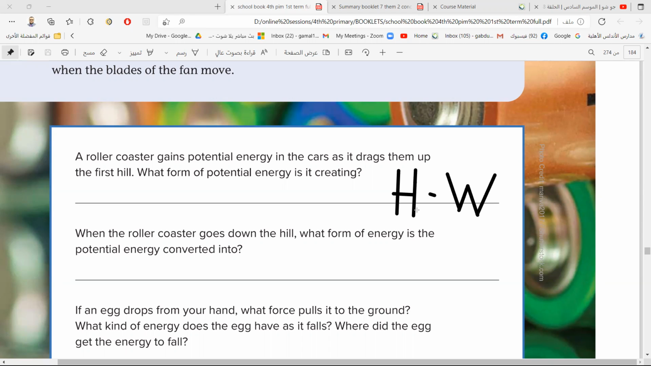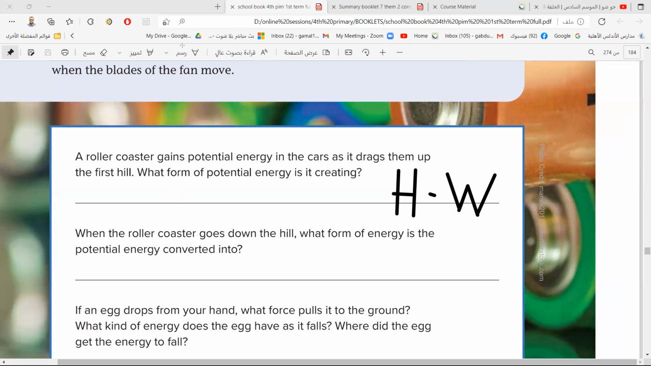A roller coaster gains potential energy in the car as it drags them up the first hill. What form of potential energy is created when the roller coaster moves up? Gravitational potential. Very good. So number 1 will be gravitational potential energy.